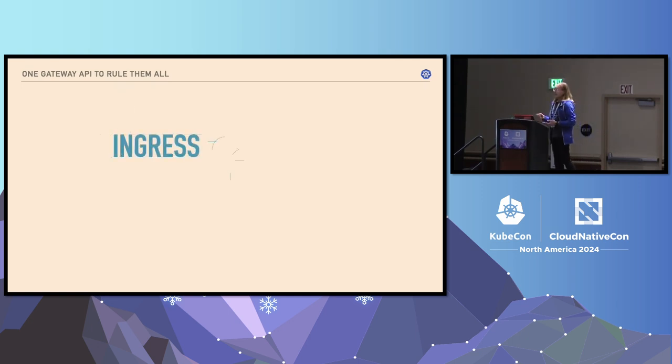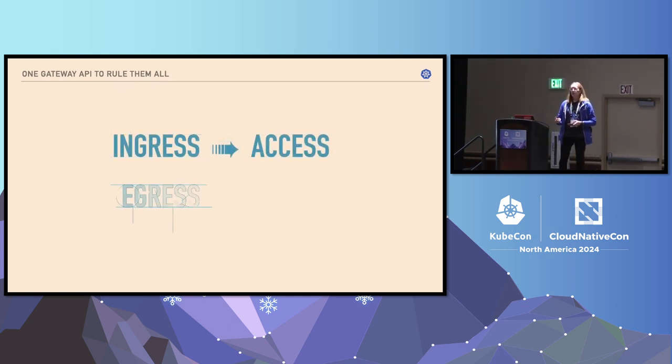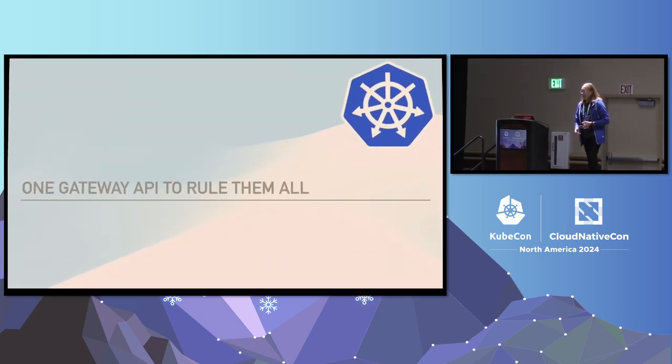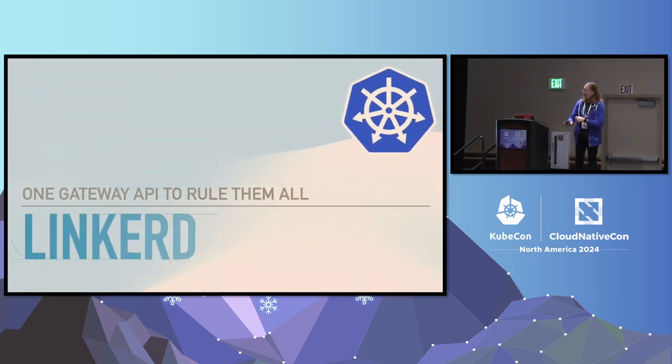Ultimately, the ingress problem is about providing access, but the egress problem is about providing control. So we talk about them kind of as opposites or two sides of the same coin. That's not quite accurate. They really do have different goals. So that brings us to Linkerd, and how does Linkerd fit into all this?